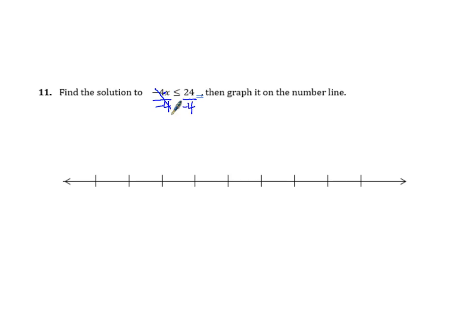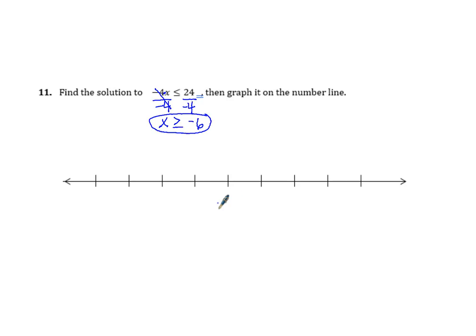Our negative 4's become 1, and we get x here. We're dividing by a negative, so we need to flip our inequality. It becomes a greater than or equal to sign. And then 24 divided by negative 4 gets us negative 6. So there's our solution that we were looking for, but now we need to graph it.